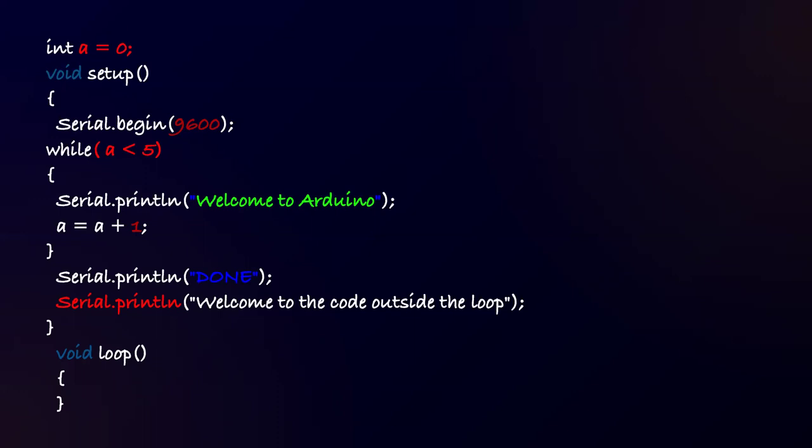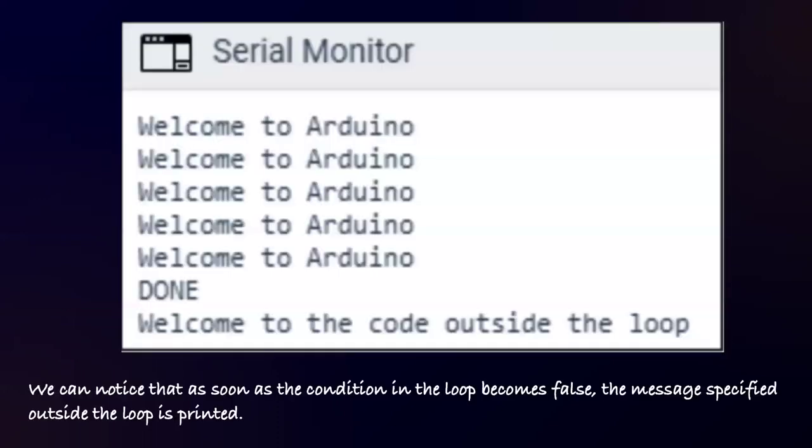And what do you think the output will be? This is 5 times: when A is 0, A is 1, A is 2, A is 3, A is 4. When A is 5, it comes out of the loop and prints whatever is outside the loop. In this case, it is "done" and "welcome to the code outside". Understood? Because in these 5 cases, the condition was true in the while loop. After this, the condition becomes false for the while. I hope I'm clear to you.